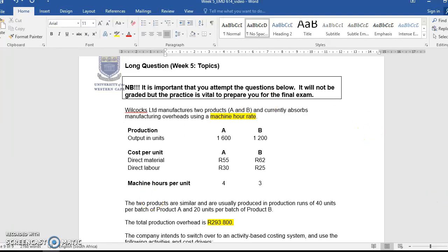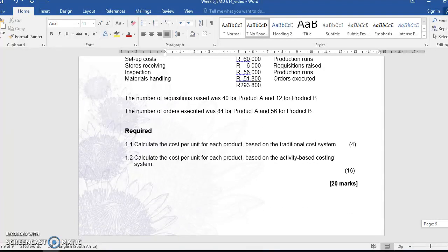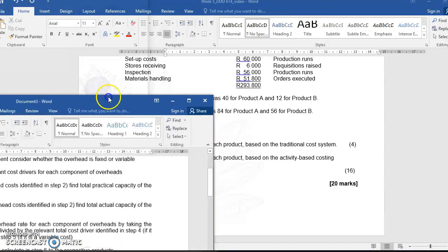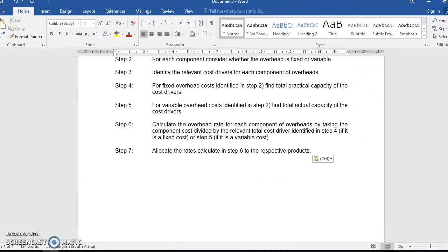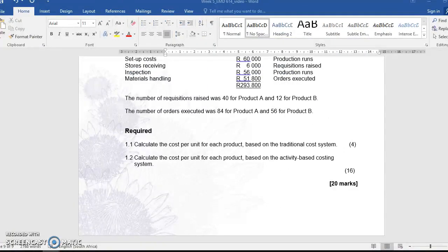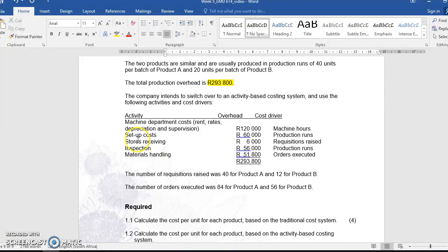We're continuing this long question with the ABC method, and I just want to remind you of the steps for the ABC method. Step 1, we're going to find the total components of overhead, and in this question that was nicely laid out for us. It's machine department, setup, stores receiving, inspection, materials handling. So those are the components. The next step would be whether these costs are fixed and variable, but in this question there's no indication, so it would not matter. That would be step 2.